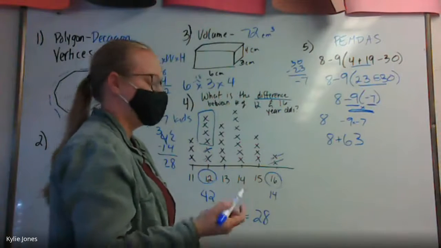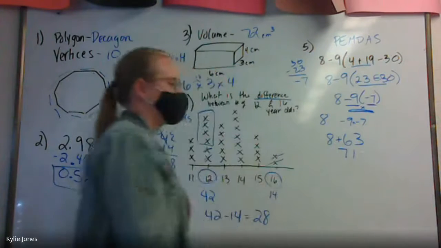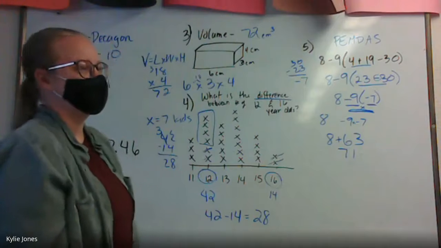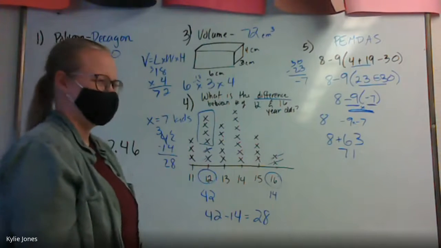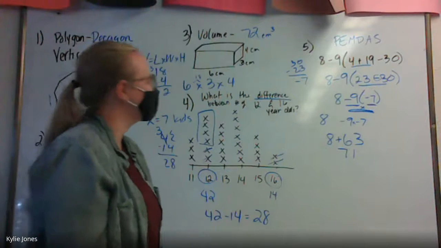What is 8 plus 63? 71. 71. I got negative 71 because I multiplied it into the division. I mean negative. Oh, okay.